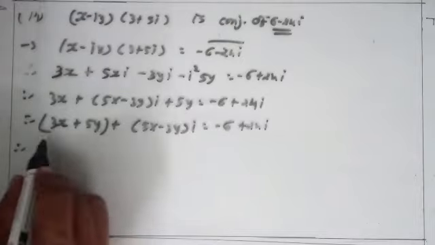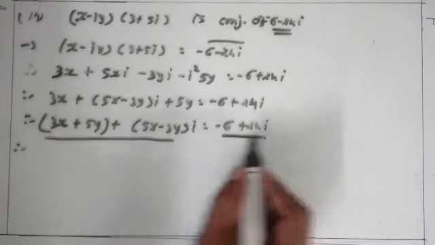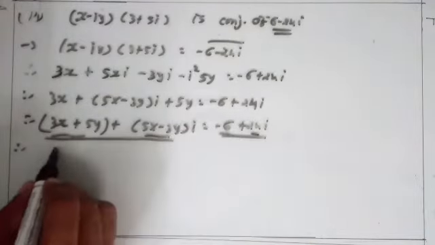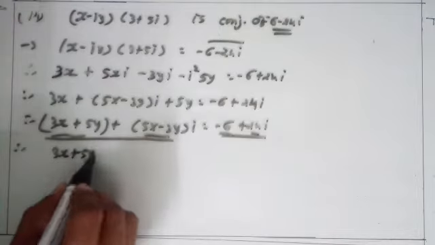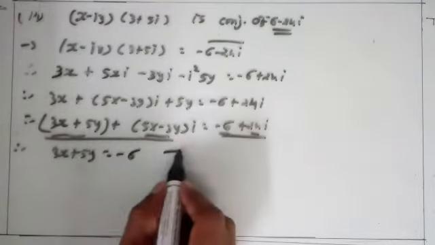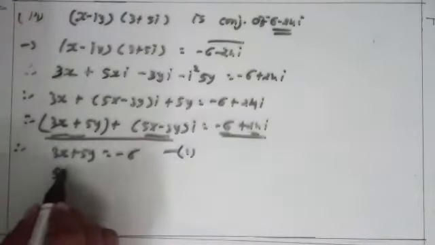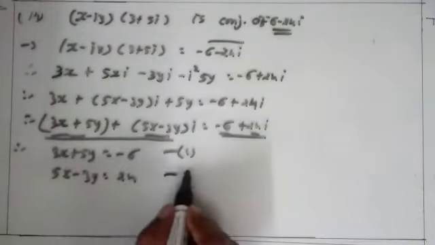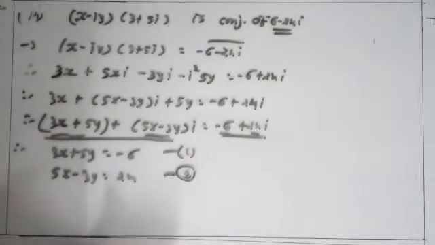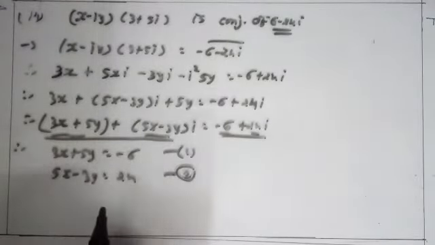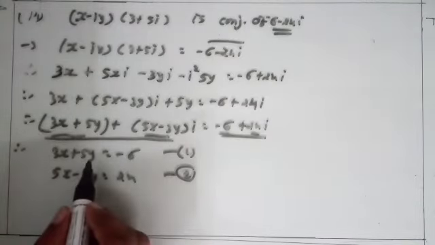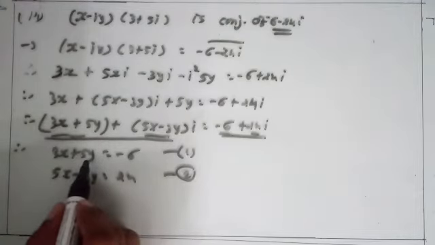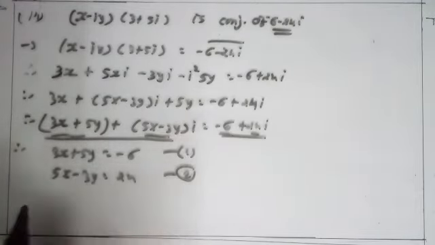And we know that if two complex numbers are the same, then their real part and imaginary part are equal. So 3x plus 5y is equal to minus 6, say result number 1, and 5x minus 3y is equal to 24, say result number 2. Now solving these two equations, get the value of x and y. First think how to remove this y. Multiplying this equation by 3 and this equation by 5.